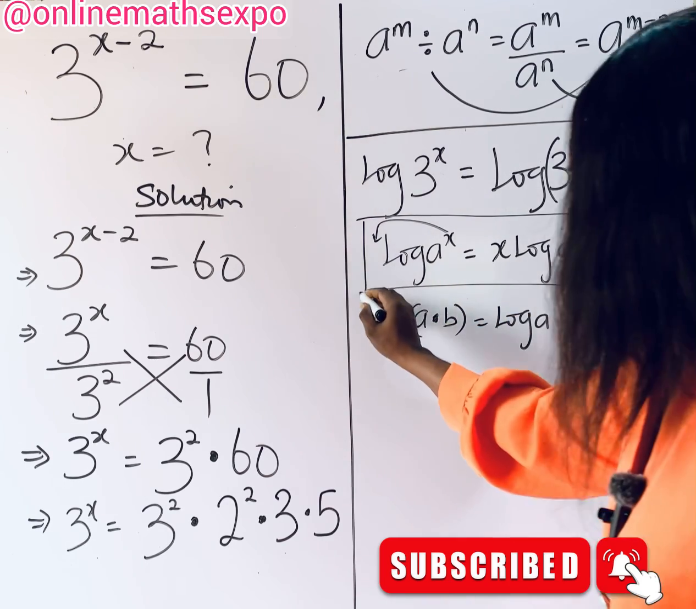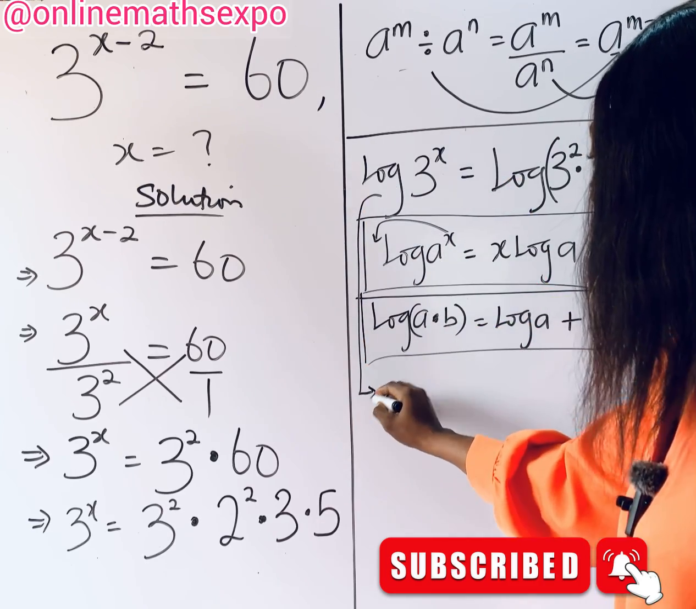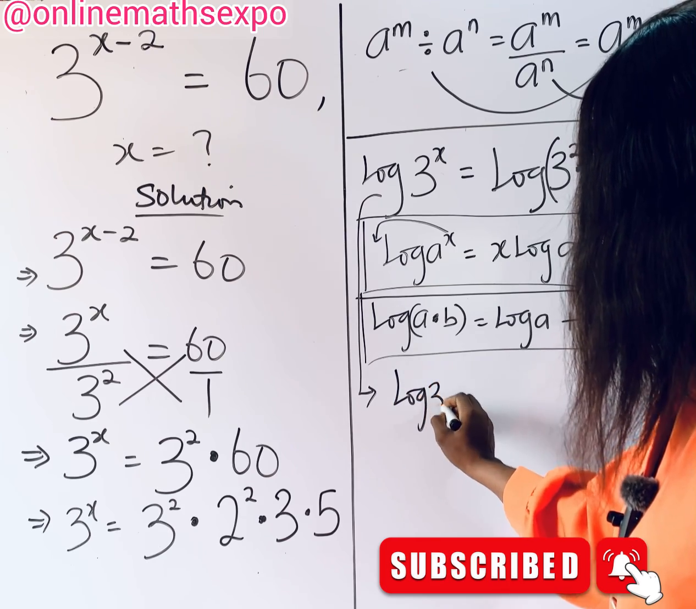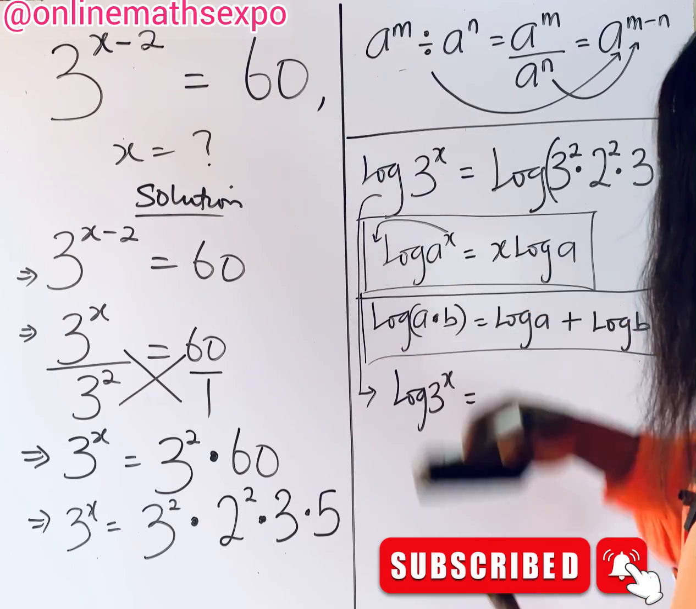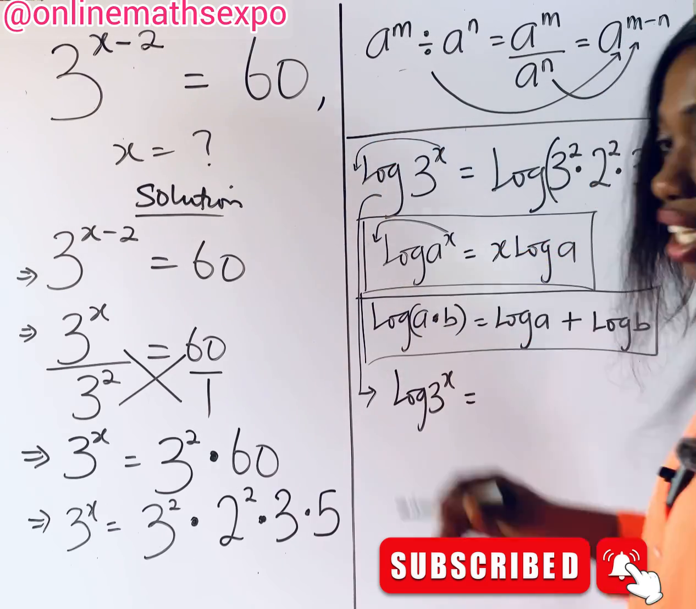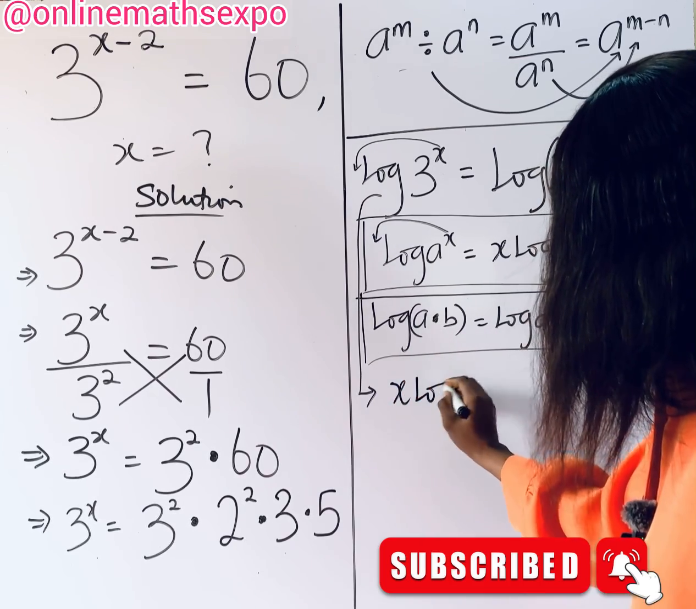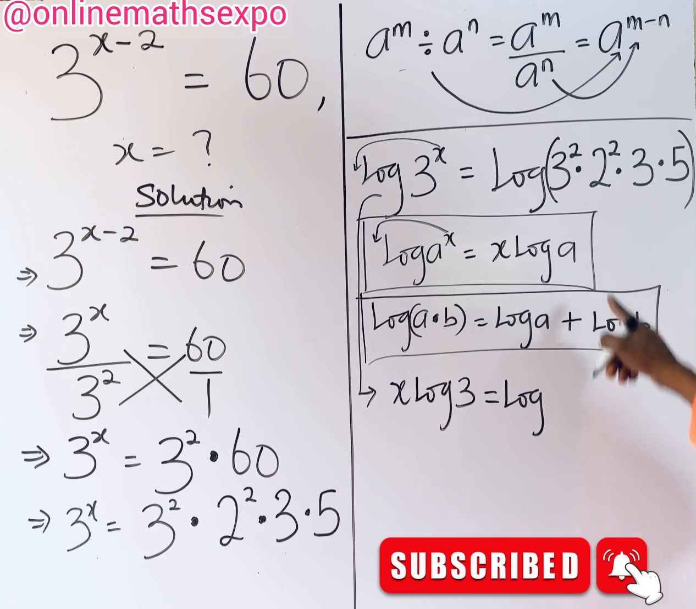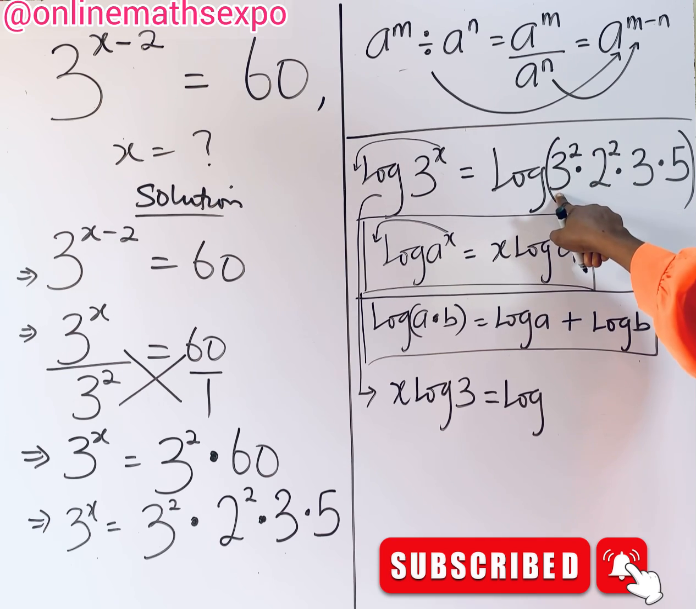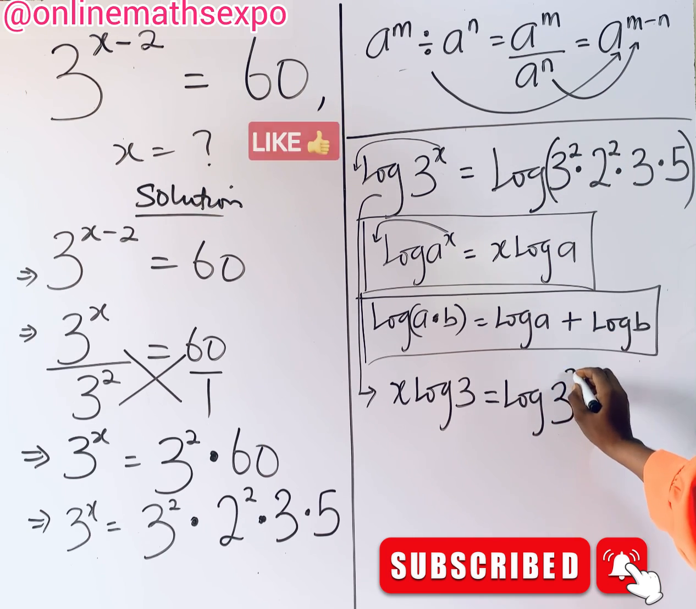Did you see? So applying these rules to the above statement, what do we have from here? We are going to now have log of 3 to the power of x, so we can use this to multiply the log. So we have x log 3 is equal to log of, now observe carefully that 3 to the power of 2 and this 3, you can bring them together. So 3 to the power of 2 times 3 is going to give us 3 to the power of 3.